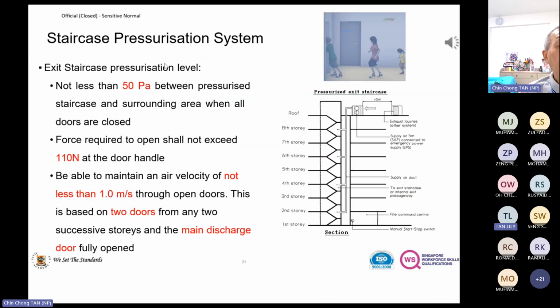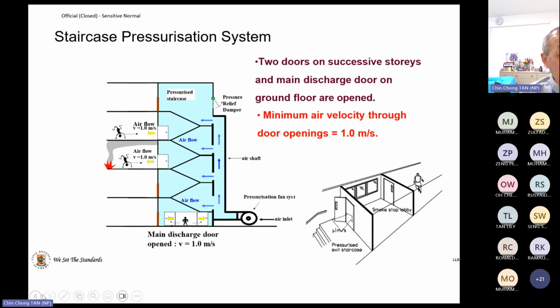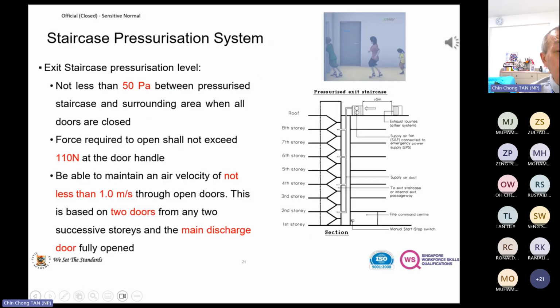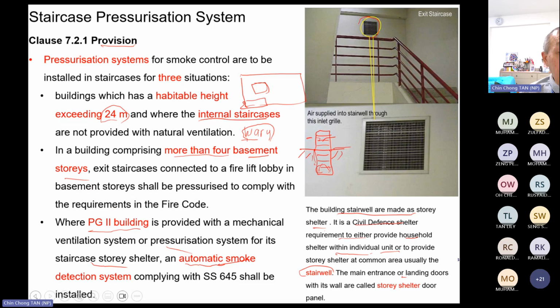Sir, for each floor, do all the entrances need to have the smoke detector? He didn't say that, no. Do you have that? You say only on the... It is my interpretation. Let me see. It says staircase, storey, shelter. So I take it to mean that it's the entrance. Huh? The main entrance. Oh, it says the main entrance.